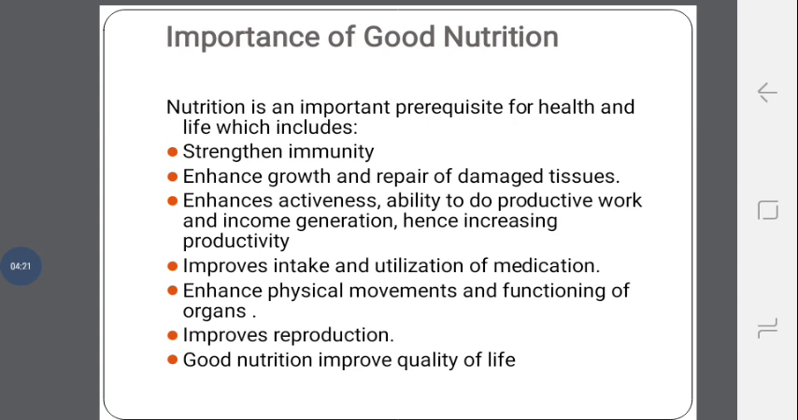Importance of good nutrition. Nutrition is an important prerequisite for health and life, which includes: number 1, strengthening immunity, enhances growth and repair of damaged tissue, enhances activeness, ability to do productive work and income generation, hence increasing productivity, improves the intake and utilization of medication, enhances physical movement and the functioning of organs, improves reproduction. Good nutrition improves quality of life.